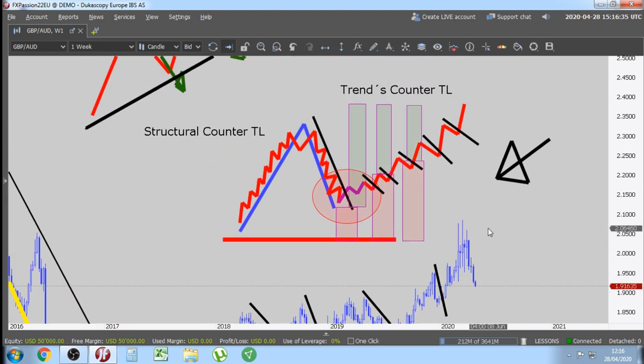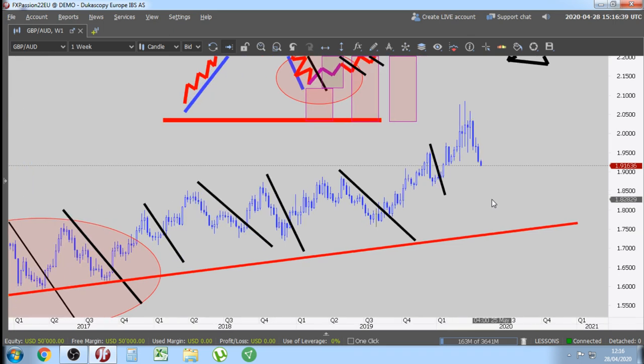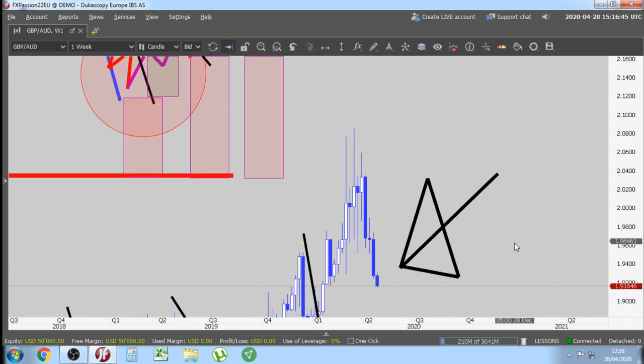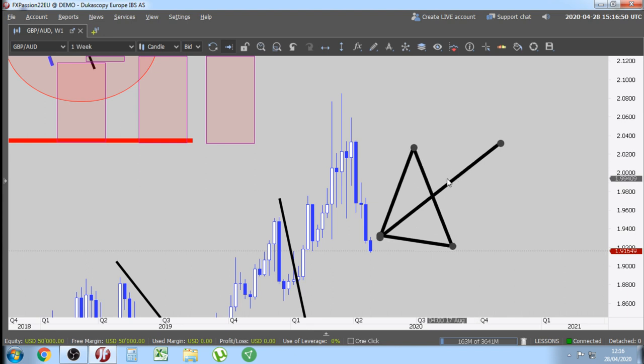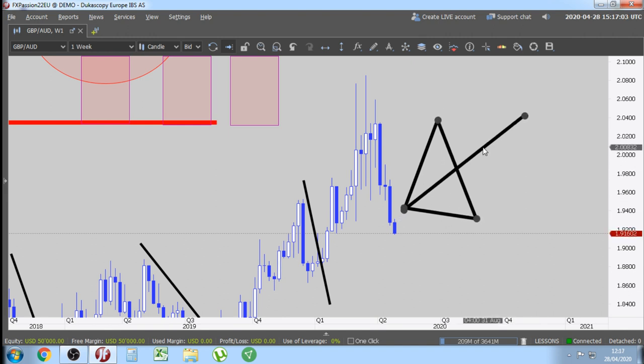Now, let's move a step further, right? So, question for you, everybody. Can I short the market right now? GBP AUD weekly chart. Can I short the market right now? This lesson today is an upgrade. Everybody, can I short the market right now on the weekly chart?